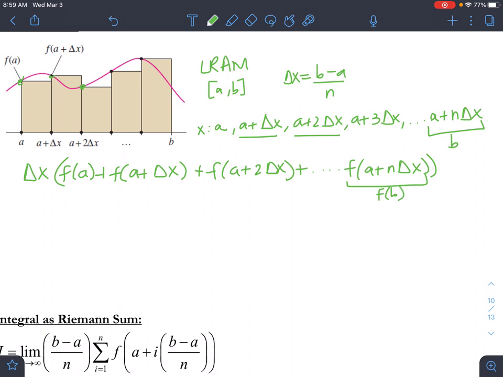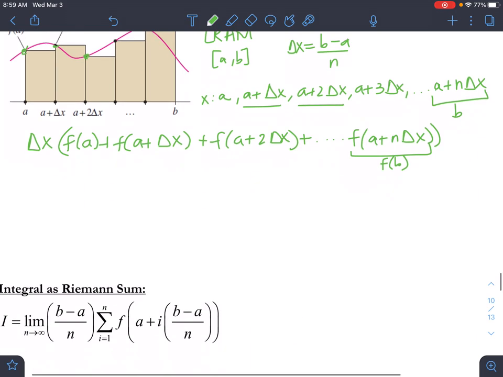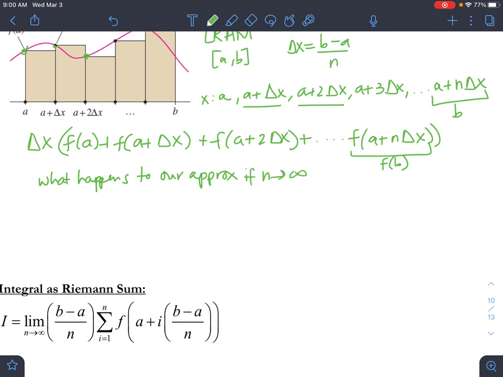Okay. So what we want to think about here, and how we're going to connect this to integrals, is what happens to our approximation if n approaches infinity. And again, that's the number of subintervals, right? So what if we have infinitely many subintervals?